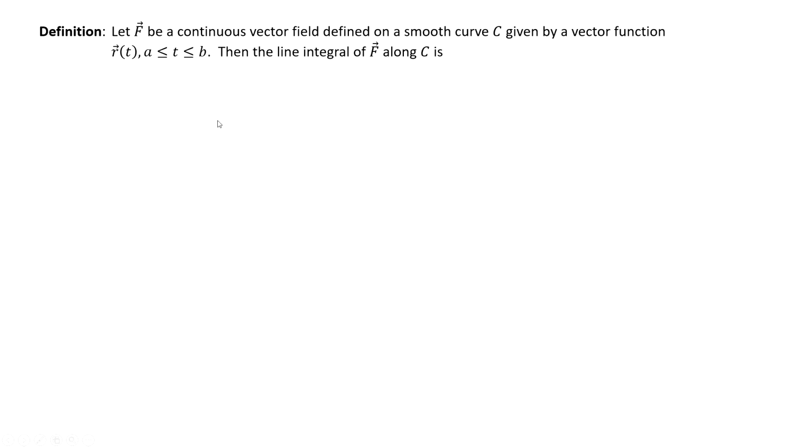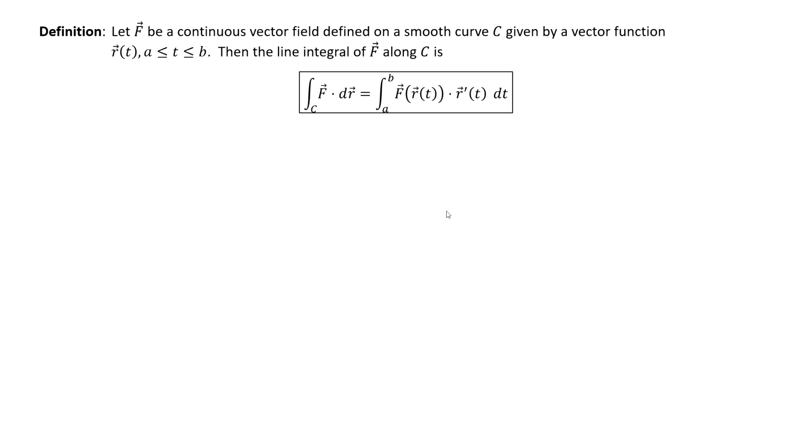Okay, so definition. Let F be a continuous vector field defined on a smooth curve C given by vector function r of t such that t lies between a and b. F is a continuous vector field. That's interesting, isn't it? So far we had some function of x, y, but now apparently we are looking at some vector field F. And the question is, can you actually integrate a vector field along a curve? The answer is yes, you can.